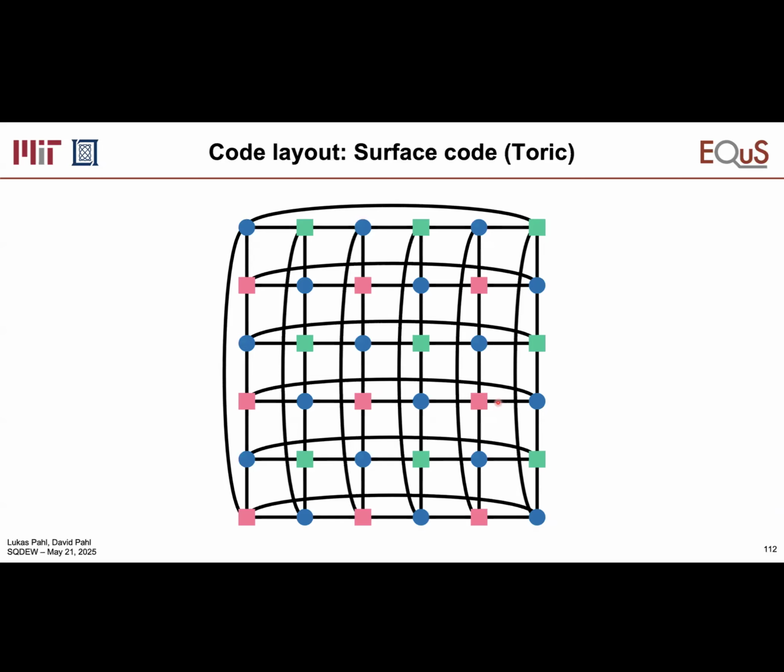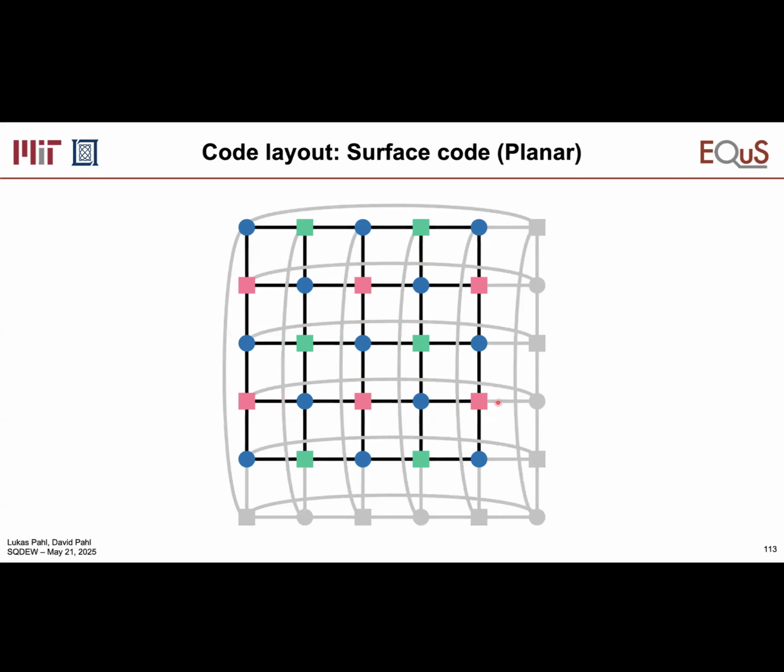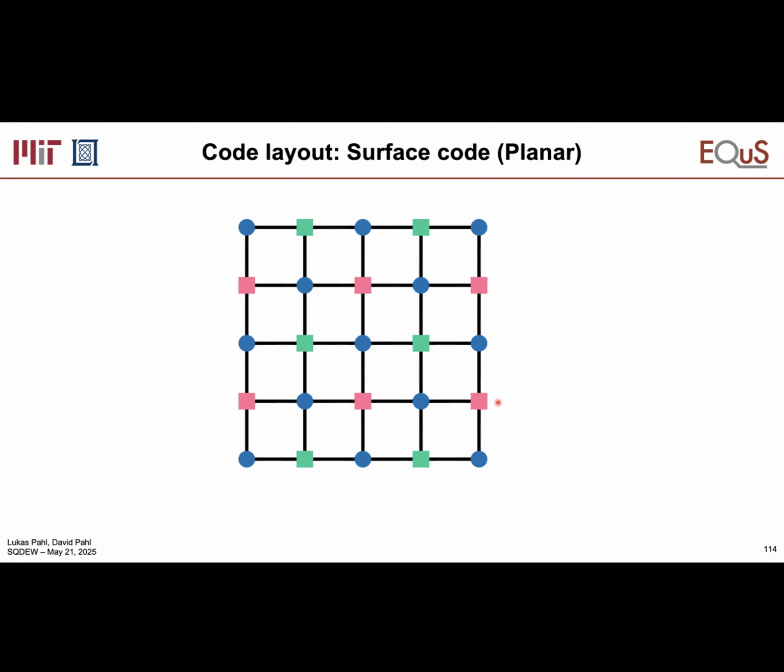But we're not really happy. Something doesn't feel right with this code, right? It's kind of weird. There's actually a trick. Let's just get rid of the boundary, right? We don't need it. So let's just delete the checks along the bottom and the right edge. And we get something like this. Feels much better, right?